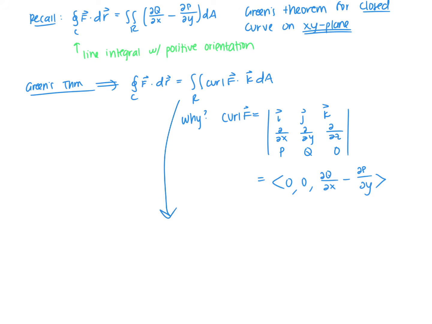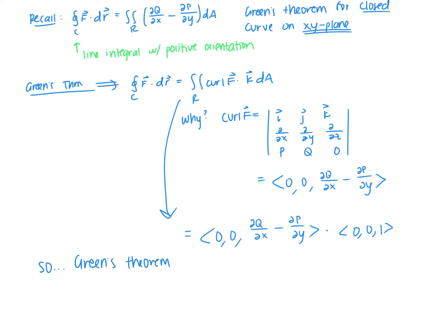So then what we're doing is we are taking that curl, which we just found, and we are dotting it with k, and k is 0, 0, 1. And you should see that gives us the Green's theorem from above. It's just written in a different manner. So what that's leading us to is that Green's theorem can be tied to curl.